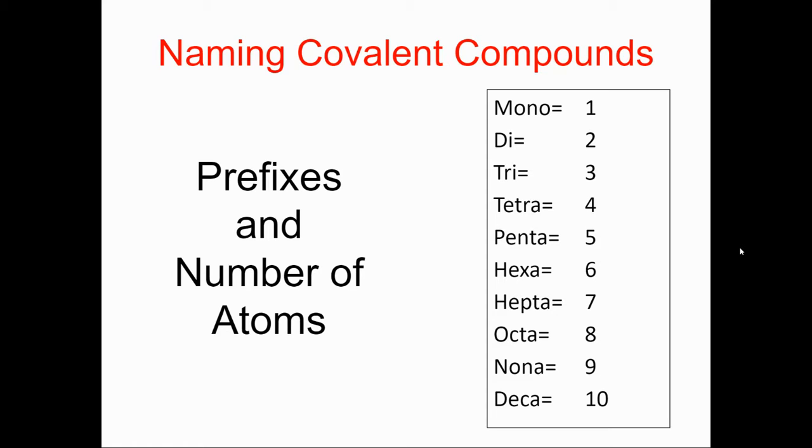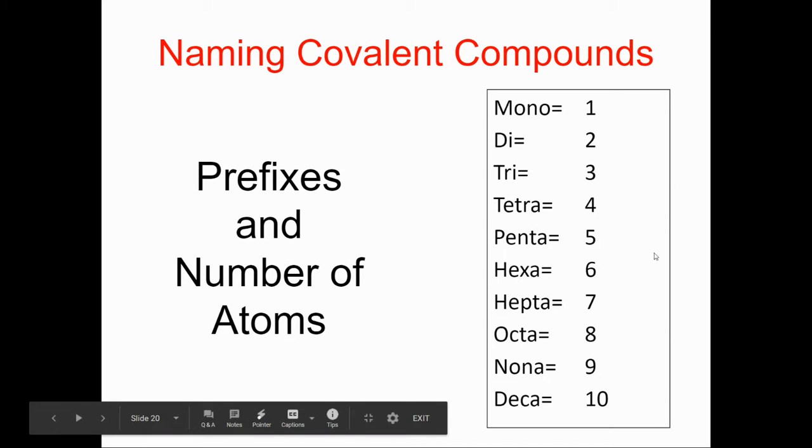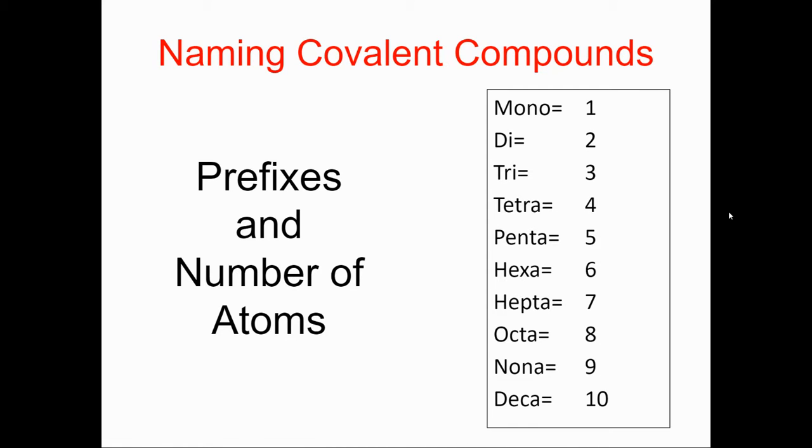So when we name covalent compounds, this chart, you need to remember this. Okay? You need to remember the names for the numbers as far as what prefixes are going to be for the numbers of atoms. Okay, mono, di, tri, tetra, penta, hexa, hepta, octa, nona, and deca. Okay, you need to remember that. So if you want to pause this and put that in your notes, it's extremely important.